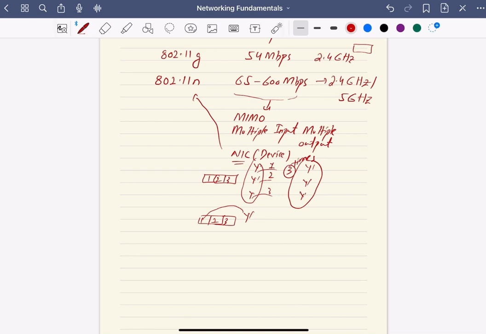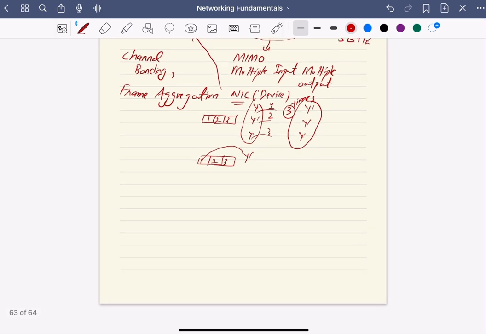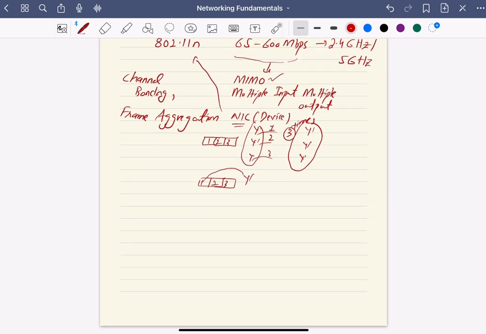Other than that, it also offers another thing called channel bonding, frame aggregation, and these sorts of things have been embedded in it. Another standard, which is basically the modified form of MIMO, is called 802.11ac, and it basically offers up to 1.3 Gbps.